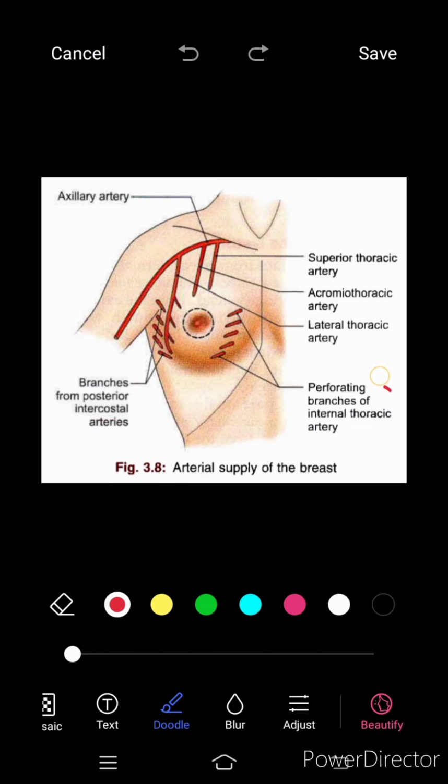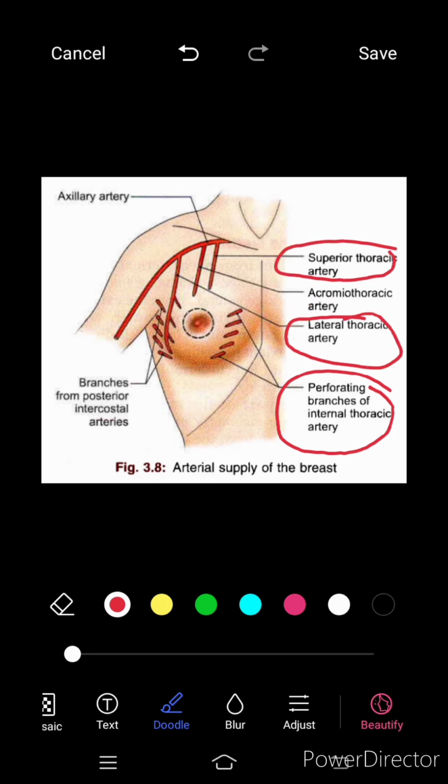Now let's see the arterial supply of the breast. So the breast is supplied by the internal thoracic artery, which is the branch of the subclavian artery through its perforating branches, and from the lateral thoracic artery, superior thoracic artery, and acromiothoracic artery, which are the branches of the axillary artery. And third, from the lateral branches of the posterior intercostal artery.